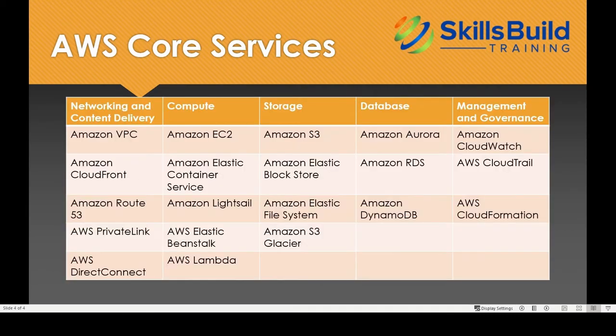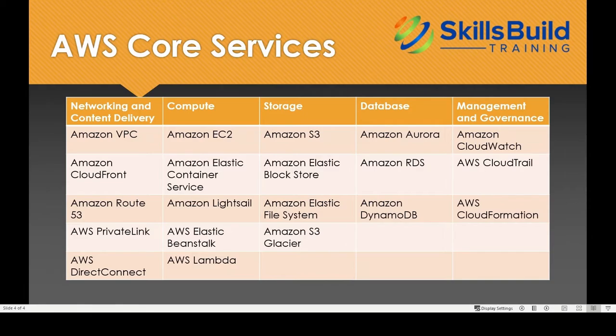So in networking section, we'll talk about Amazon VPC, Amazon CloudFront, Amazon Route 53, AWS Private Link, and AWS Direct Connect. Moving on to compute section, I will talk about Amazon EC2 or Elastic Cloud Computing, which we have mentioned in previous lessons, Amazon Elastic Container Services, Amazon Lightsail, AWS Elastic Beanstalk, and AWS Lambda.